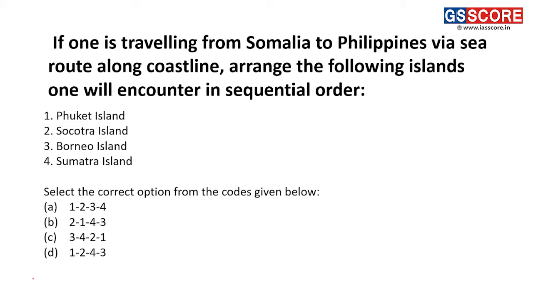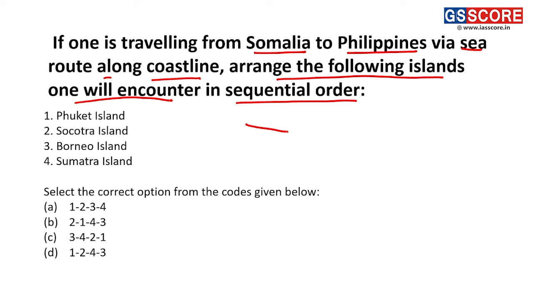The next question is: if one is traveling from Somalia to the Philippines by sea route along the coastline, arrange the following islands one will encounter in sequential order. We can see Somalia is present at the Horn of Africa, and the Philippine Islands are present in the equatorial region of Asia. So if I move from Somalia to the Philippines, what will be the order of the islands that I will encounter here?